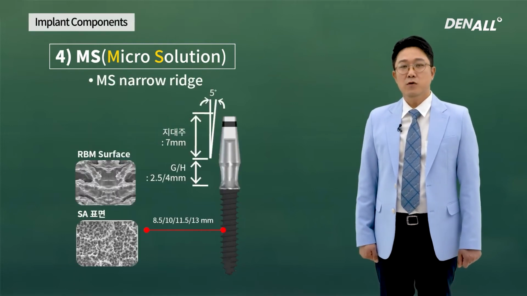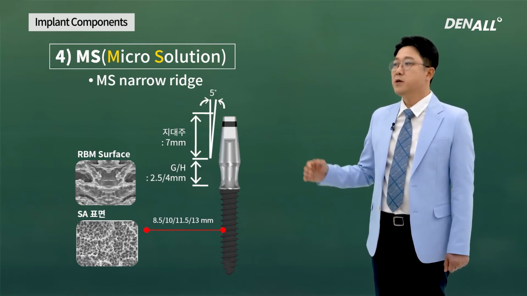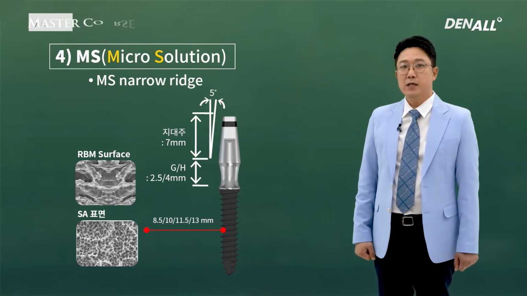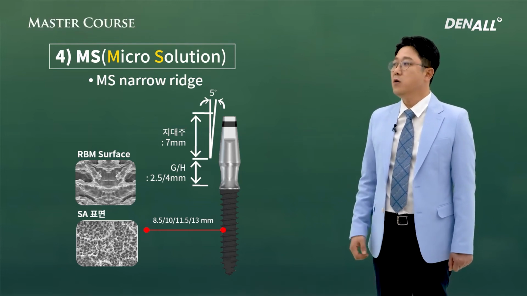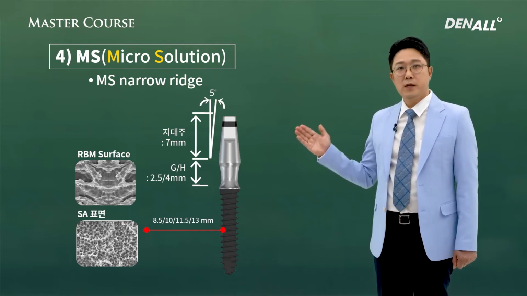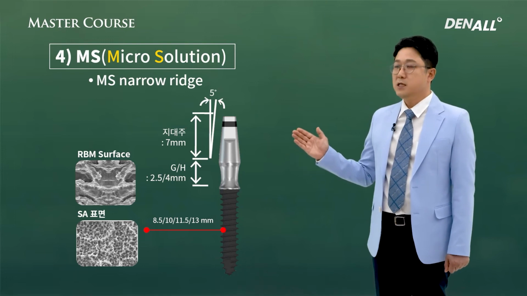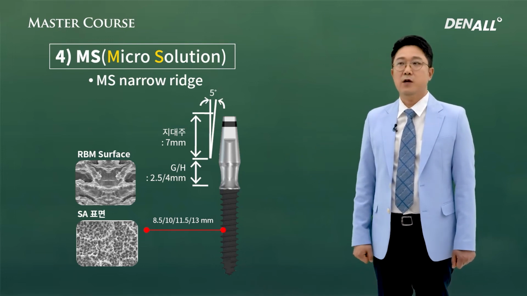In the case of MS narrow ridge, the surface is RBM and SA, and gingival height is 2.5 millimeter and 4 millimeter. There are 2 options, and the length of abutment is 7 millimeter, and it has 5 degree taper. If this is too long, you can prep it and use it.